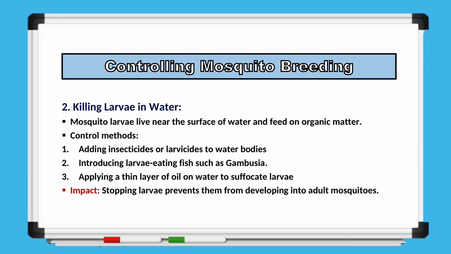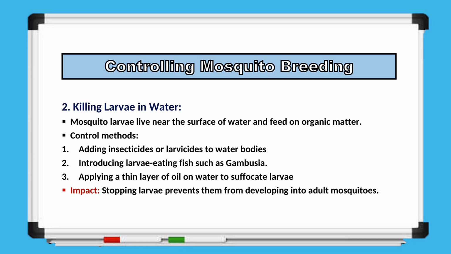Controlling mosquito breeding also involves killing larvae in water. Mosquito larvae live near the surface and feed on organic matter, so targeting them at this stage can help prevent adult mosquitoes from emerging. Control methods include adding insecticides or larvicides to water bodies, introducing fish that eat larvae, such as gambusia, and applying a thin layer of oil on the water surface to suffocate the larvae. The impact of these measures is important because preventing larvae from developing stops them from becoming adult mosquitoes, reducing the overall mosquito population.